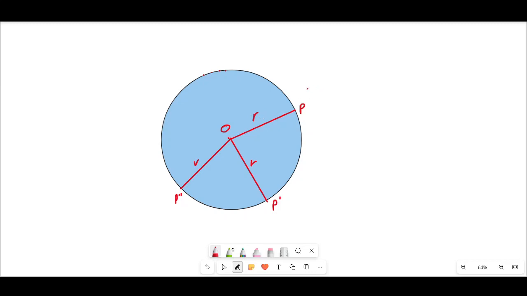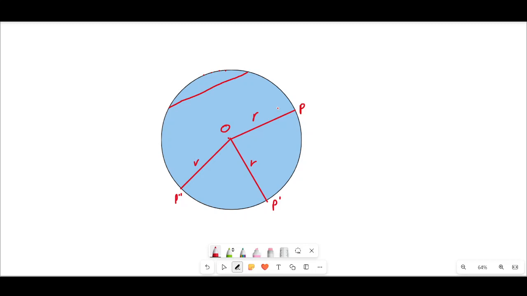You have also studied various terms related to a circle, like chord. This is a chord. Clear? Now, segment. Sector, there are many things. These are the sectors.